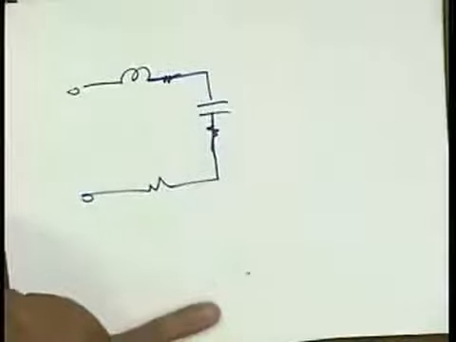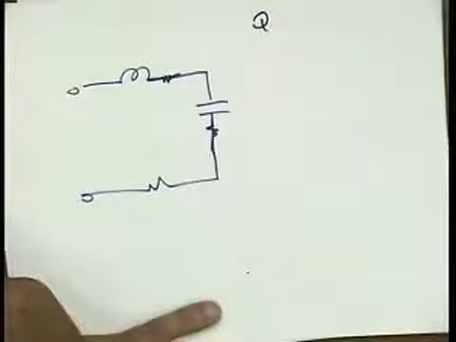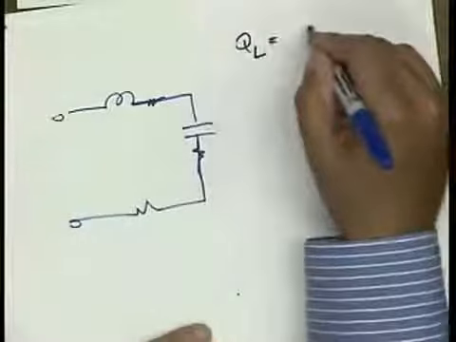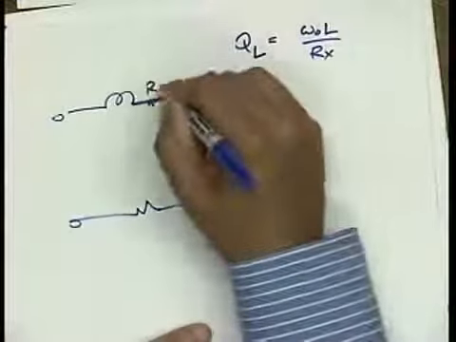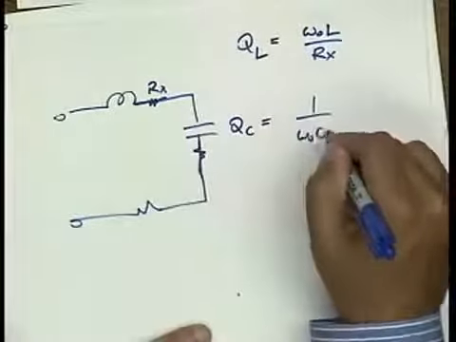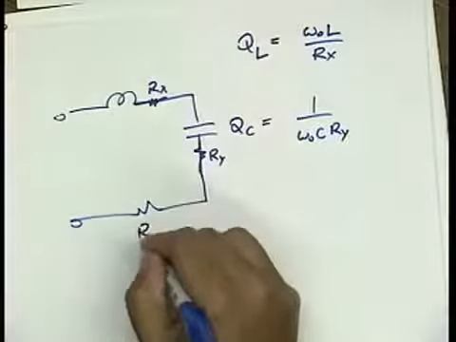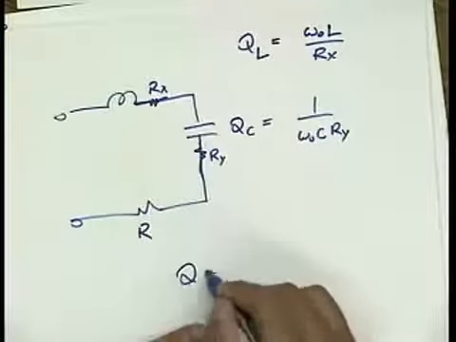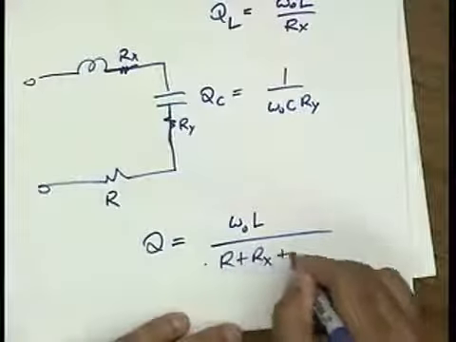And my capacitor also has some parasitics. So the way the manufacturer will usually specify the parasitics is to tell you what the quality factor of the component is at a particular frequency. And that would be Q sub L. So Q sub L would be omega naught L over Rx, where we call this Rx, of that component. Likewise, Q sub C is 1 over omega naught C, R, let's say, Ry. And this is the R that we insert into the circuit. So now we can see that the quality factor of the network is omega naught L divided by R plus Rx plus Ry.